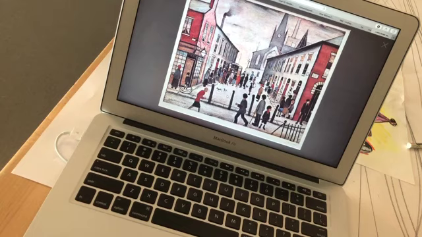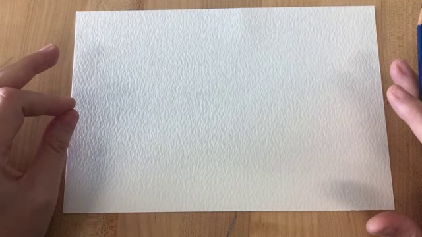So I'm just going to reposition my camera and take you through it step by step. You're going to have your piece of paper ready and your pencil, and you're just going to follow along as best you can. Remember, you can pause this video to help you recreate the lines that I'm going to do on my paper, okay?